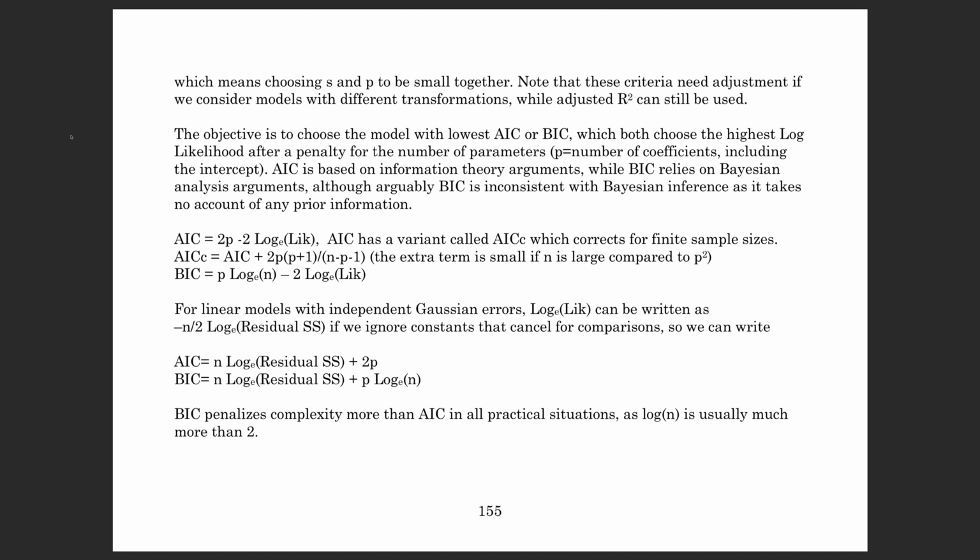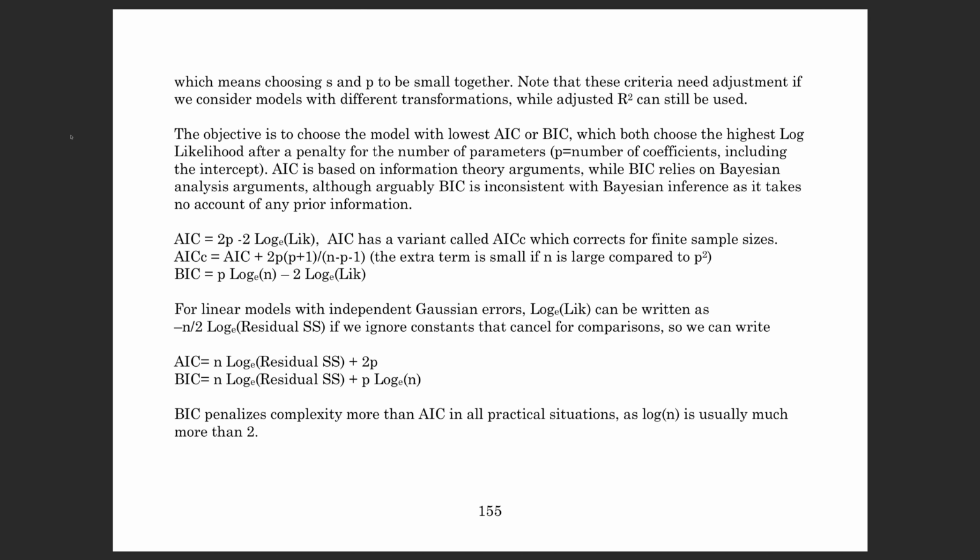In other words, AIC is n times log e of the residual sum of squares plus 2p. BIC is n times log e of the residual sum of squares plus p log n. So we can see that BIC penalizes complexity more than AIC in all practical situations.